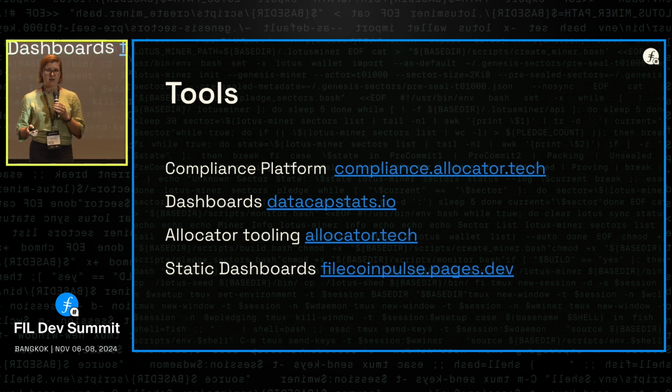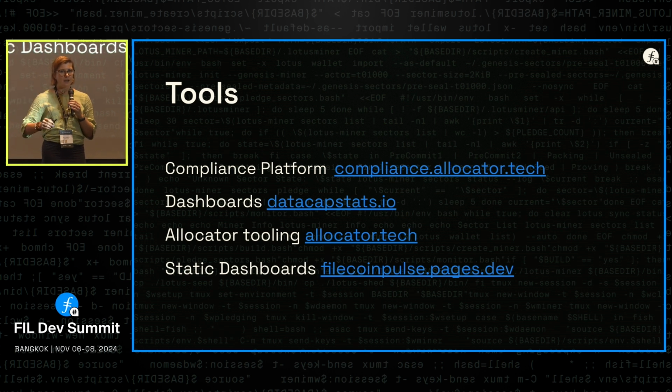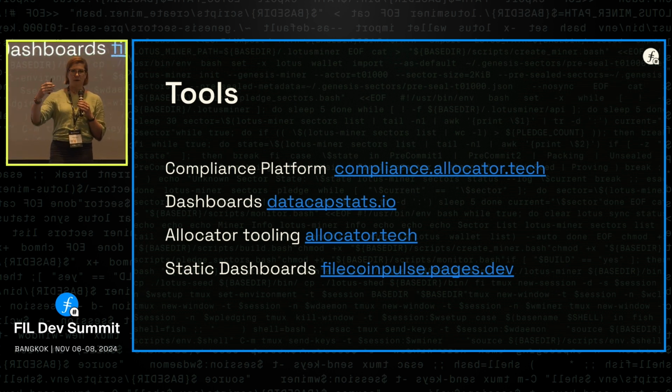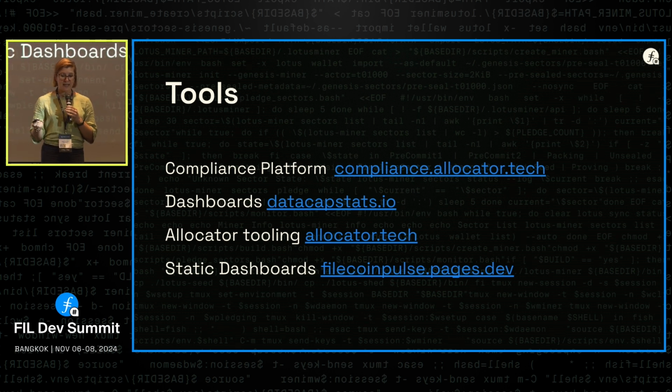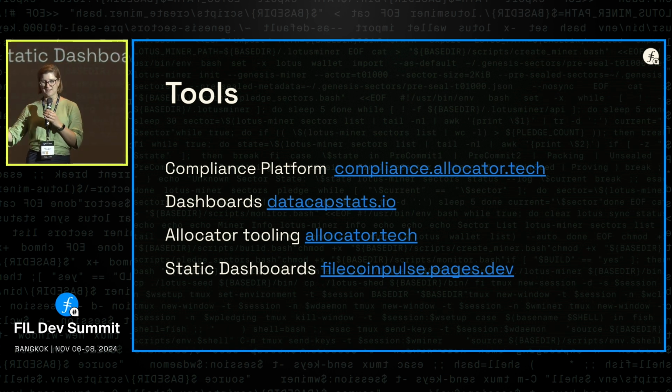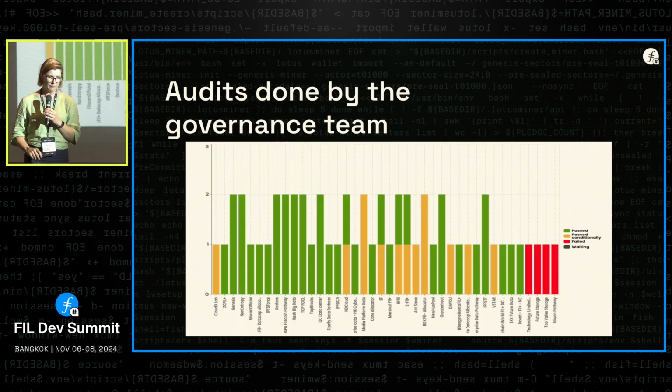Allocator tooling is very good tooling for allocators to understand where their clients are, and to be able to do the verification process and the analysis and so on and so forth. And then we have the static dashboards, so they are not constantly up to date, on Filecoin Pulse. That's David Gasquet's work. That is absolutely amazing. I'm not taking ownership of that. He's doing all the work. We've just thrown some ideas at him, and he's been a magician.